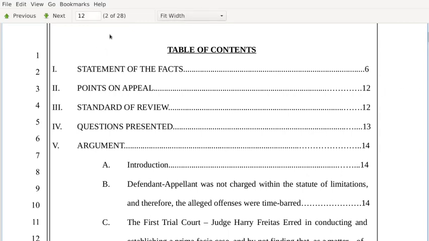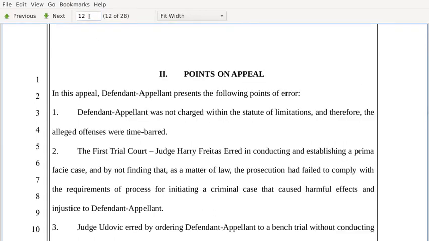Welcome back. Okay, last time we finished with the statement of the facts. We're now on to the points on appeal, so let's get going.